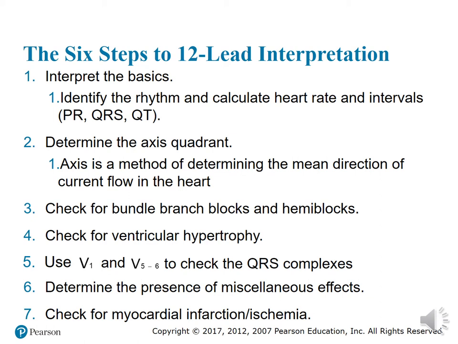All right, PR interval, QRS, your QT interval. Determine the axis quadrant. The axis is a method of determining the mean direction of the current flow of the heart. Check for bundle branch blocks and hemiblocks. Check for ventricular hypertrophy. Use V1 and V5 through V6 to check the QRS complexes. 6. Determine the presence of miscellaneous effects. Check for myocardial infarction or ischemia.